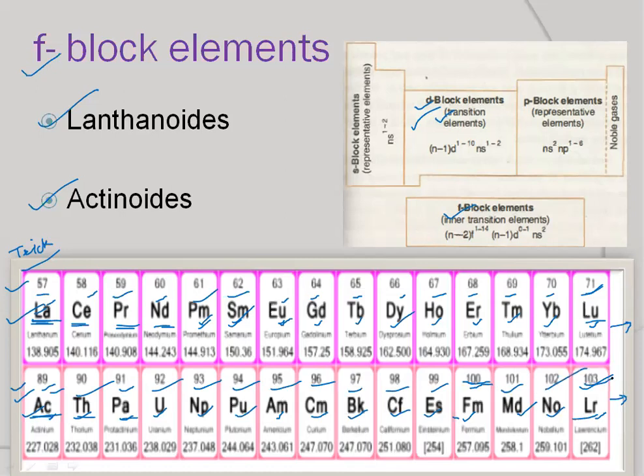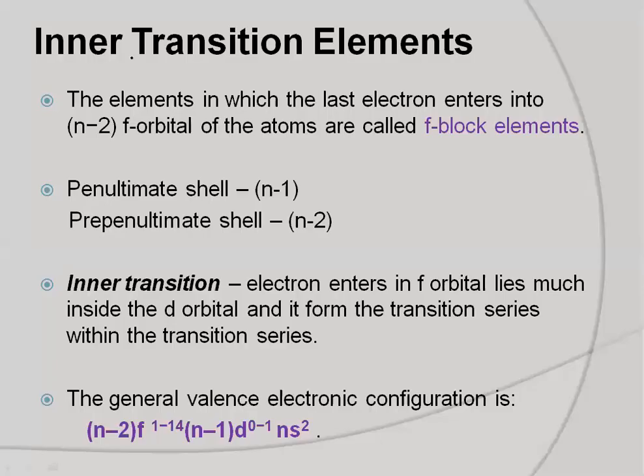Okay, now I hope it is clear to all of you. So now we will go into some detail of F-block elements. Why are these elements known as F-block elements? Because in these elements the last electron, the differentiating electron, enters the n minus 2 f orbital of the atom. That's why they are known as F-block elements.